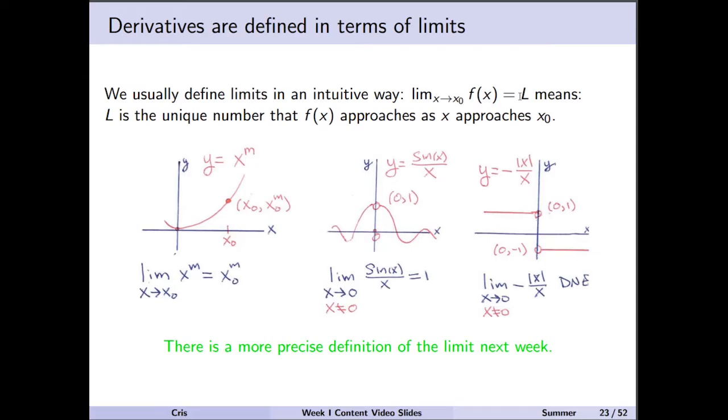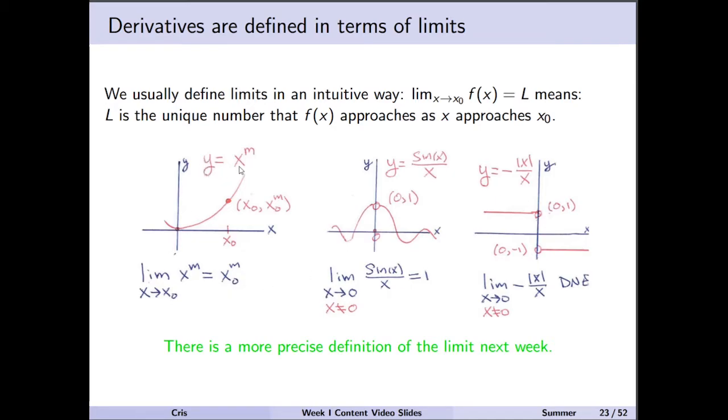It means that L is the unique number that f of x gets closer to as x gets closer to x naught. In other words, if there's some number L such that the function f of x is getting closer to L as x is getting closer to x naught, then the limit equals that number L. The limit equals what the function f is getting closer to. Let's look at some different examples here.